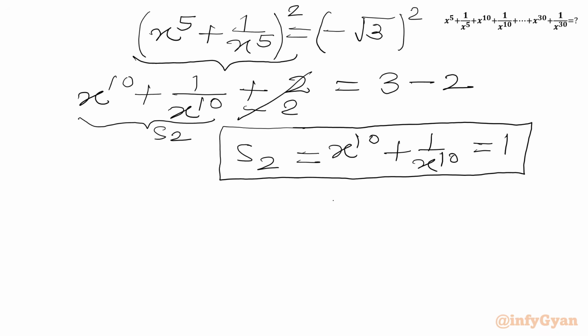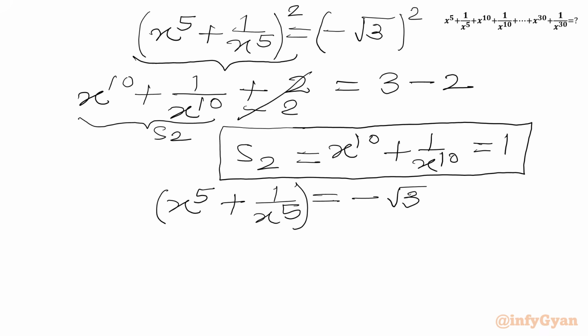S1 is minus square root 3. S2 is 1. Now our target is to find S3, which is x power 15 plus 1 over x power 15. So we will consider the equation x power 5 plus 1 over x power 5 equal to minus square root 3. Now we will be cubing both sides. We will put power 3 on both sides.